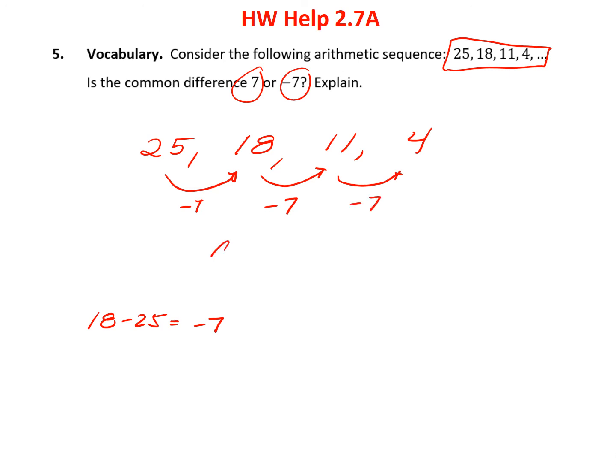So my common difference d is minus 7. Just think of it as going from one number to the next. From 25, I have to subtract 7 to get to 18. From 18, I subtract 7 to get to 11. If it were plus 7, it would be 25 plus 7. It would be up to 32. It would be going up.